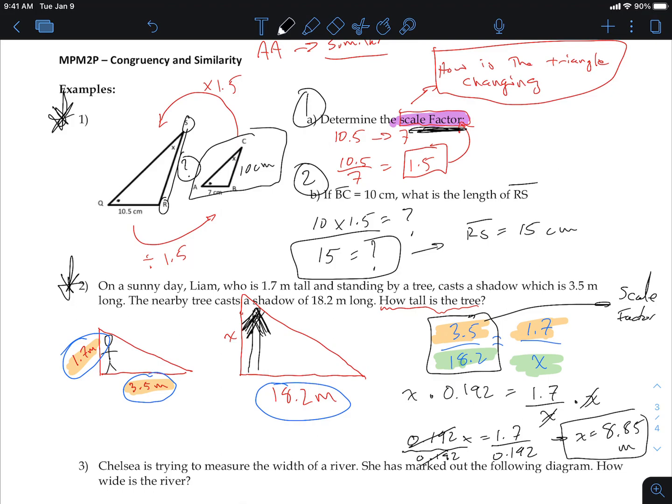So there you go. And then typically if you have a word problem, you write the little therefore statement. Therefore the tree is 8.85 meters tall.